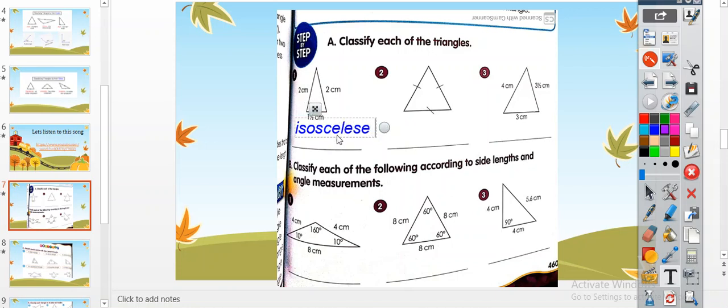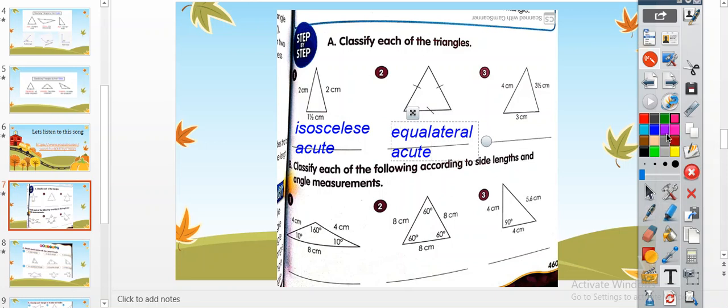Isosceles triangle. Also, this triangle has all acute angles, so we call it an acute triangle. Okay, let's go to the next one here. Well, all of the sides are equal, as you can see, so what do we call it? Yes, we call it equilateral. Equilateral triangle. And we also call it an acute triangle.